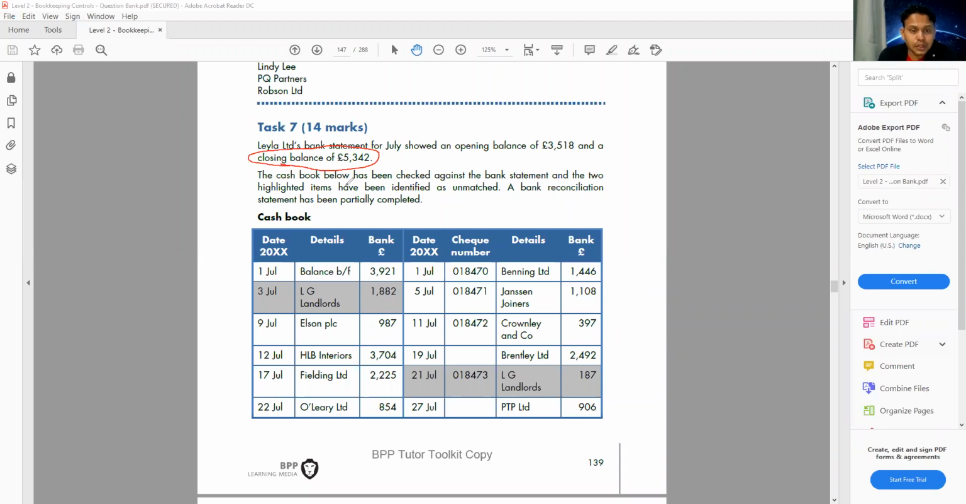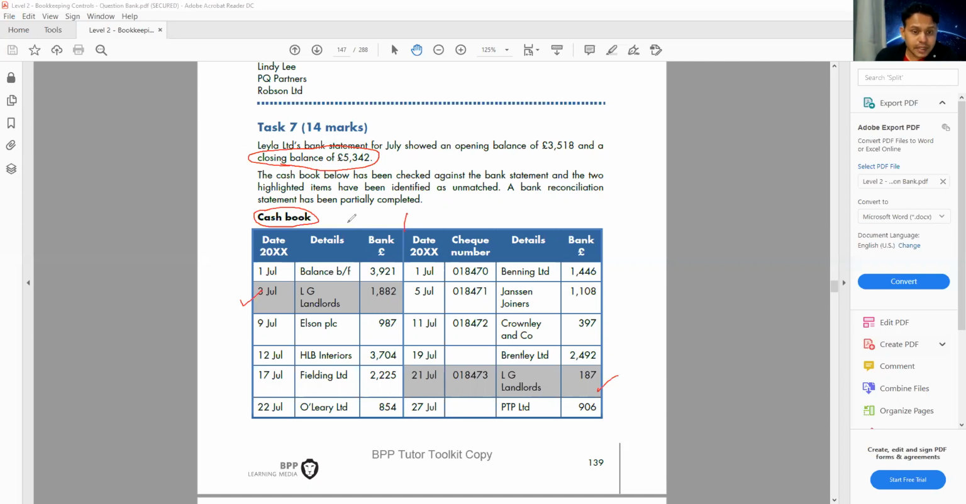The cash book below has been checked against the bank statement, and the 2 highlighted items have been identified as unmatched. The bank reconciliation statement has been partially completed. This is our cash book, and they're saying 2 highlighted items, that is this one and that one, are not matching with the bank statement. So we already know that if something is on our cash book but not on the bank statement, it will go to reconciliation.